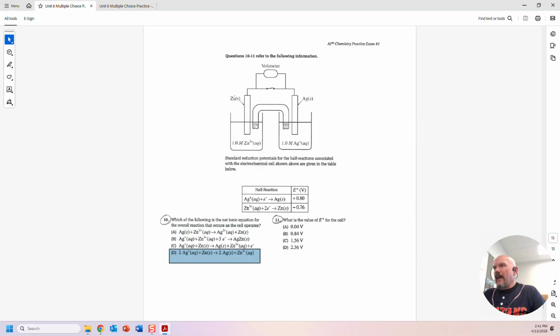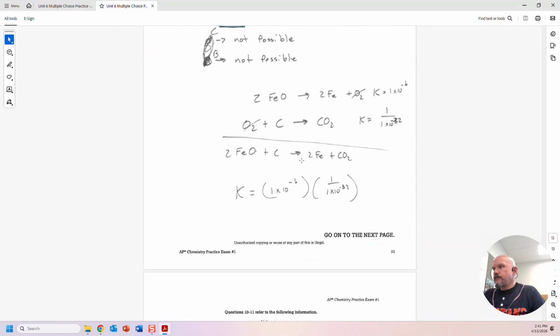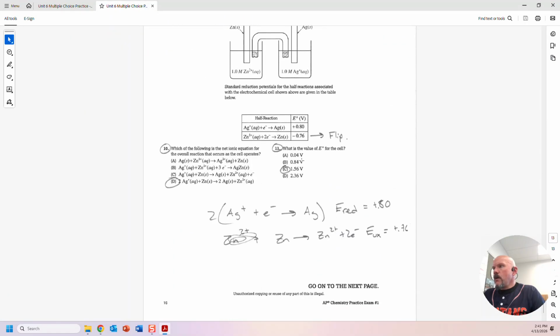Okay, let's see if I have any notes on that one. Yeah, so, you know, you double that one to make sure the electrons cancel, and then you would have 2 silver metals plus a zinc ion, right?